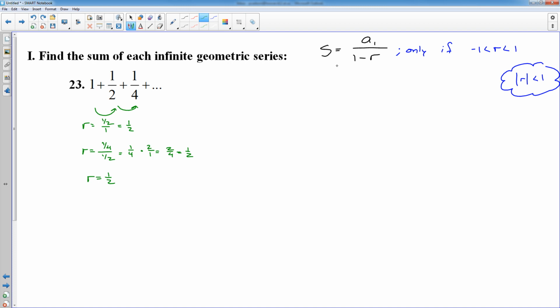And the only other thing I need for my formula is the first term. My first term is 1, and so we'll take that, and the sum is going to be my first term, 1 over 1 minus the ratio, and then we'll clean that up. 1 minus 1/2 is 1/2. 1 divided by 1/2 is the same thing as 1 times, you flip and multiply, 2 over 1. And 1 times 2 is 2. So there is your sum for this one. Find the ratio, first term, plug it into the formula. Just make sure your ratio is less than 1, which 1/2 is, or between -1 and 1.